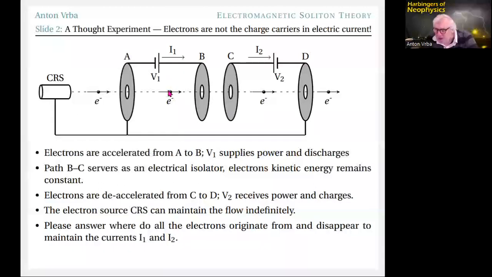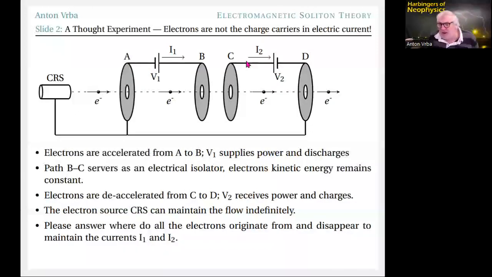marked V1 here. Between B and C, they are at equal potential, so there is no acceleration or deceleration. And then from C to D, I deaccelerate the electron. So when it comes out at the end of the apparatus, it's got the same kinetic energy that it started off with here. And because I can keep this flow of electrons on indefinitely, I asked the question, how is this current I1 and I2 maintained?